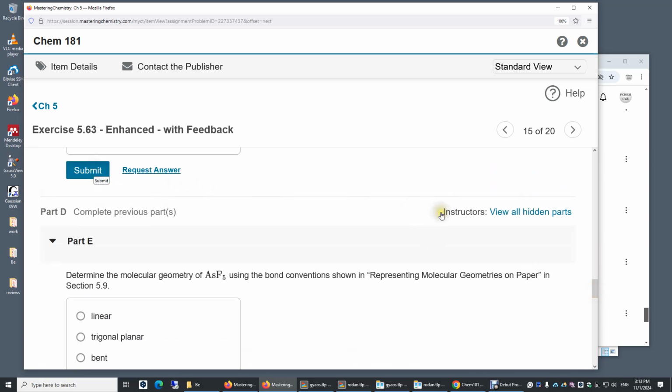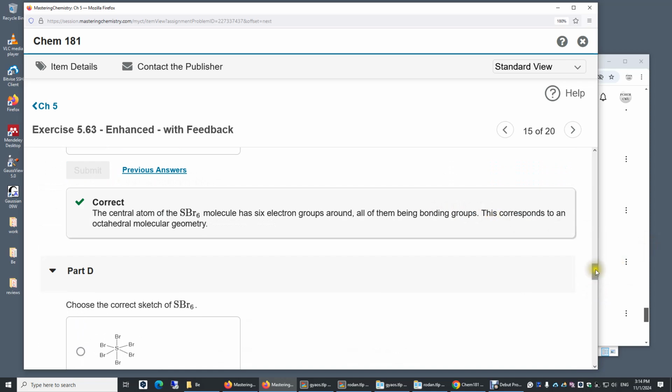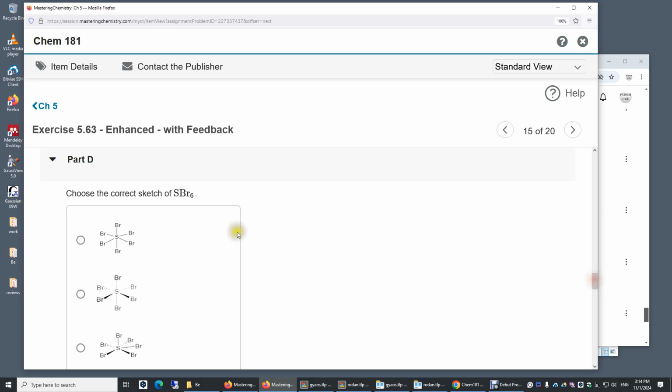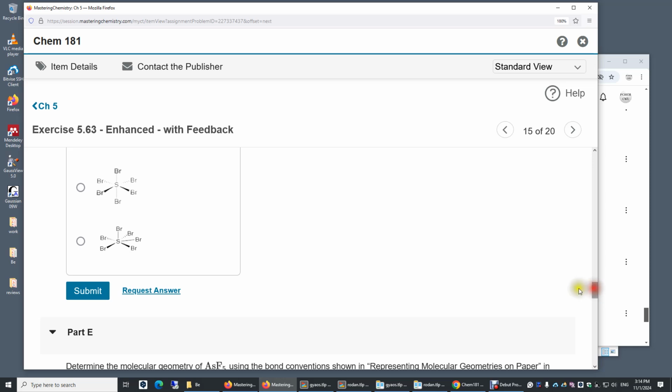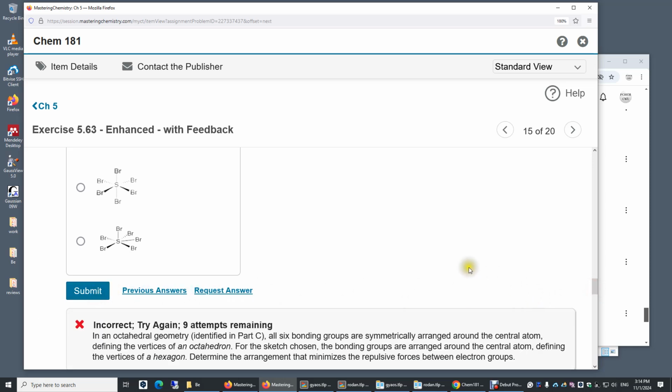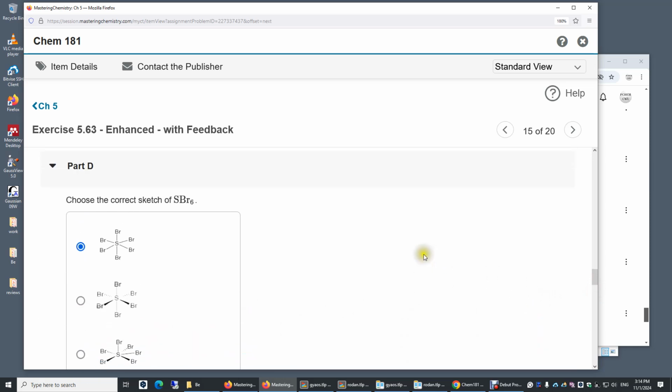Submit. Part D. It's easy, just octahedral over here: up, down, left, right, front, back, 6 bonds. Oh, yeah, it should be this one. Sorry about this.